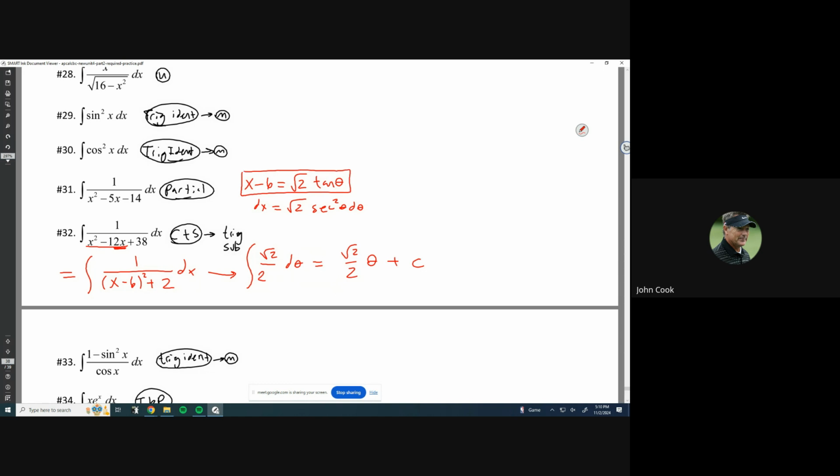So if I do that, I get tangent by itself. I divide both sides by square root of 2, and then I take the arctangent of both sides to get theta by itself. So it's arctan of x minus 6 over the square root of 2. Okay, so that's what theta is. So I just finish writing it up, and then plus c, my constant. All right, that's all the trig sub problems on this worksheet.